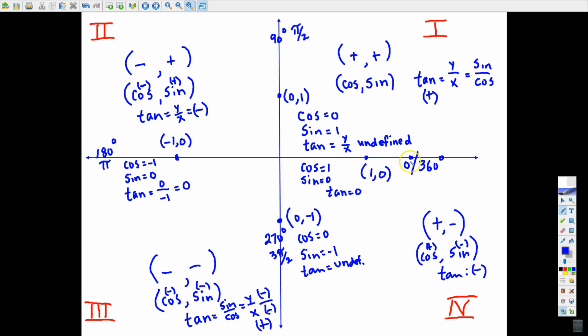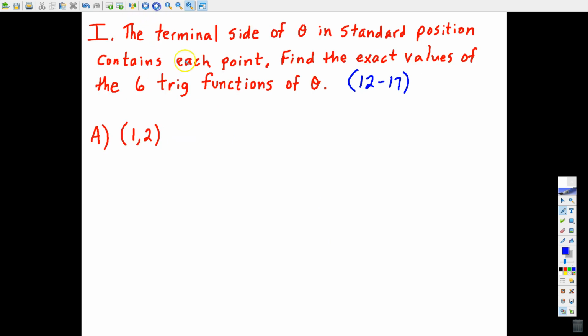So tangent is 0 both at these locations on the x-axis, 0 degrees, 360 degrees, 180 degrees. This is also 2 pi radians. But on the y-axis, since we can't divide by 0, tangent is undefined, both at 90 degrees and 270 degrees. All right, so what does that all mean for us in our homework? Well, let me show you where this is going to be important.